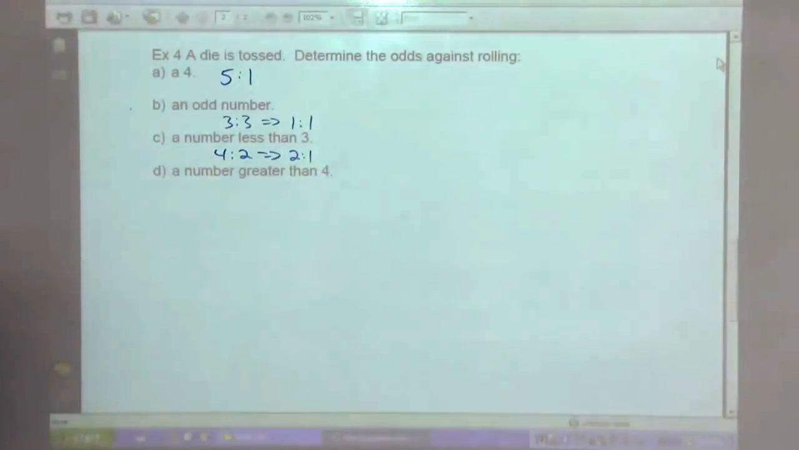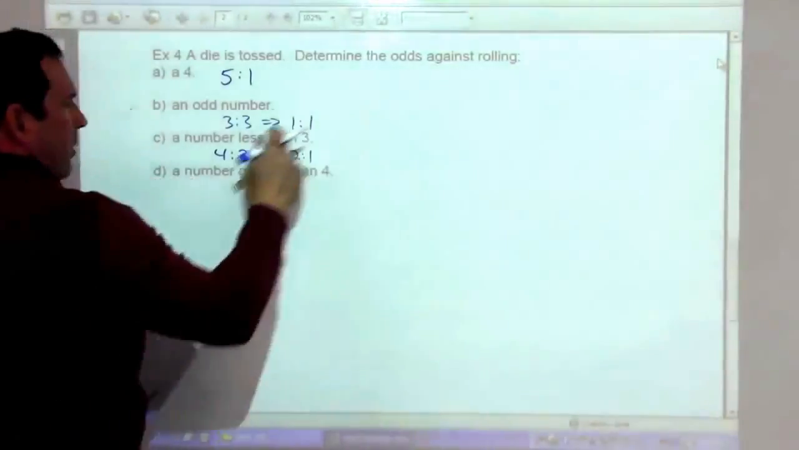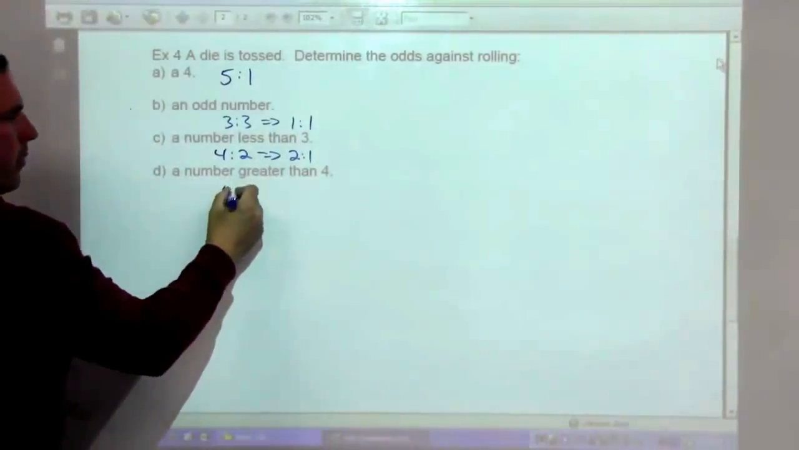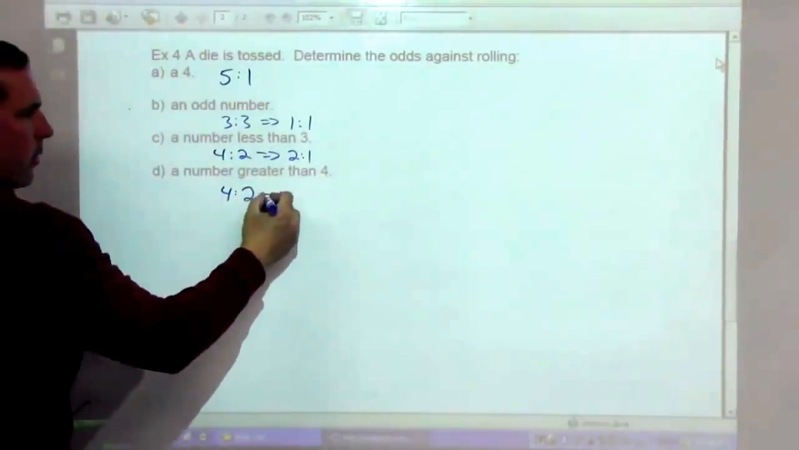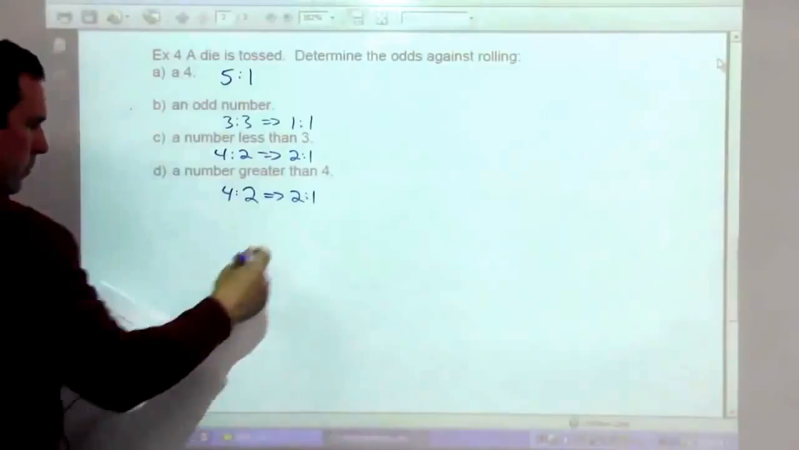A number greater than 4. Odds against rolling a number greater than 4: there are 4 things that are not greater than 4, that's 1, 2, 3, 4, and 2 things that are greater than 4. And that's 2 to 1.